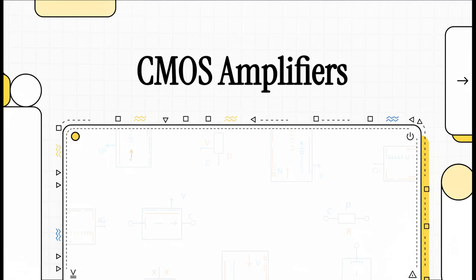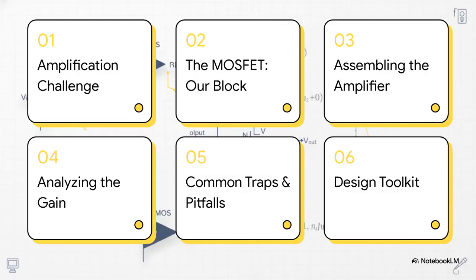All right, welcome. Today we are going to build from the ground up, probably the most fundamental building block in all of analog circuit design. We're talking about the CMOS common source amplifier, and we're going to do it starting right from the very beginning, from first principles. So, here's the plan.